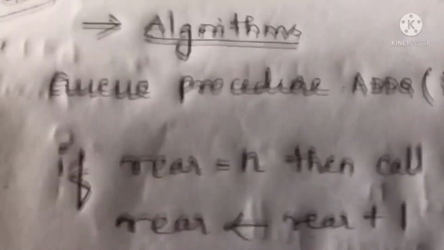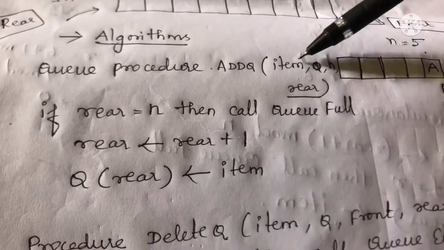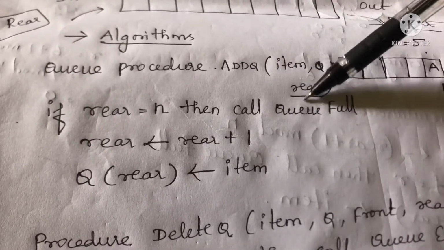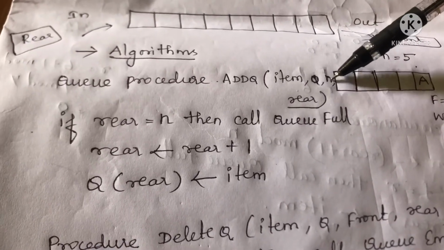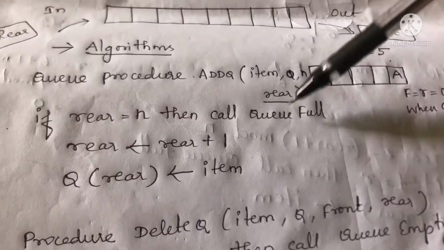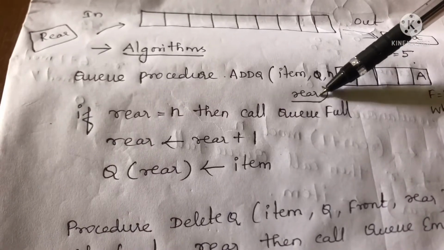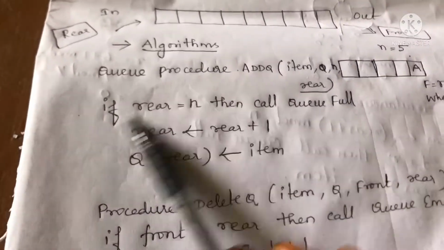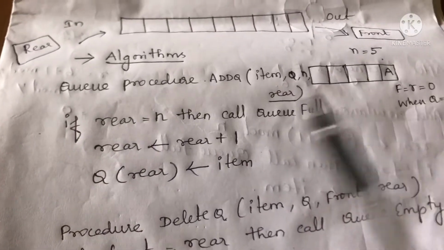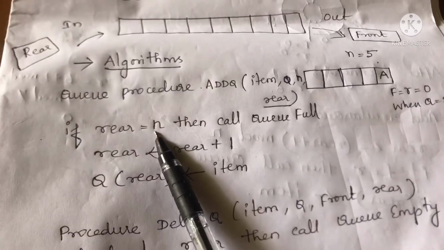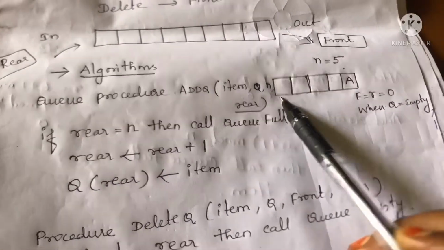This is the algorithm procedure for adding to the queue: procedure addQ of item, Q, n, rear. Item is what I am going to add into the queue, and the queue size is n, that is n equals 5. Rear, because adding is done at the rear position, so here it indicates the rear value. The next condition is: if rear equals n, then call Q full.